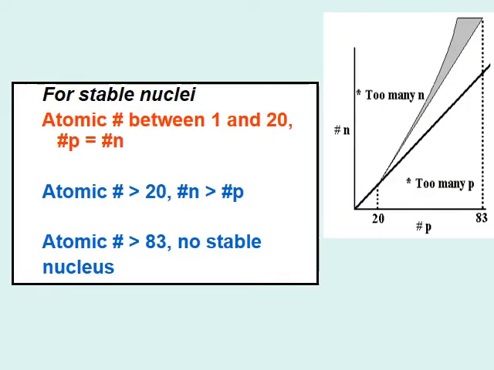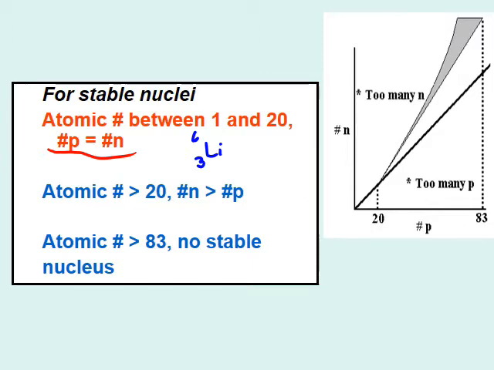Let's try to understand more about belt of stability. If there is an atomic number less than 20, the number of protons for the most stable isotope would be equal to the number of neutrons. For example, think about lithium. Lithium has 3 protons and 3 neutrons, that makes it 6. And that's within the belt of stability between 1 and 20, and since it falls on the belt of stability, it is stable.